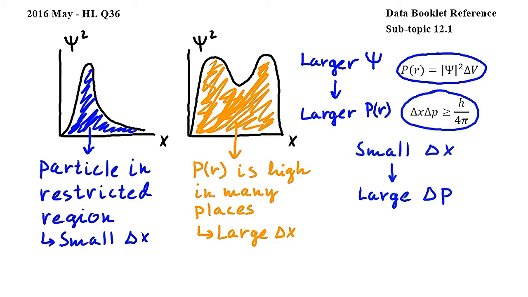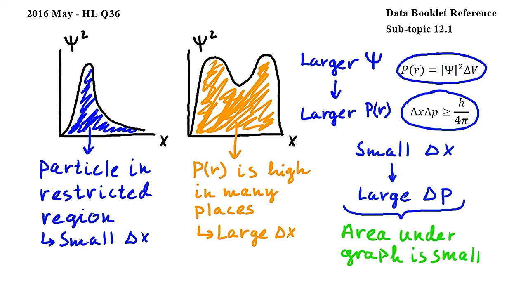We have seen earlier that when delta x is small, the area under the amplitude squared distance graph is small. So in order to find the largest uncertainty in momentum, we have to look for the graph where the area under the curve is the smallest. From this we can conclude that the correct answer to this question is D.